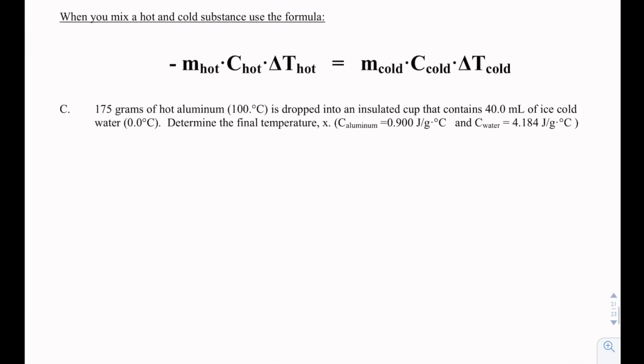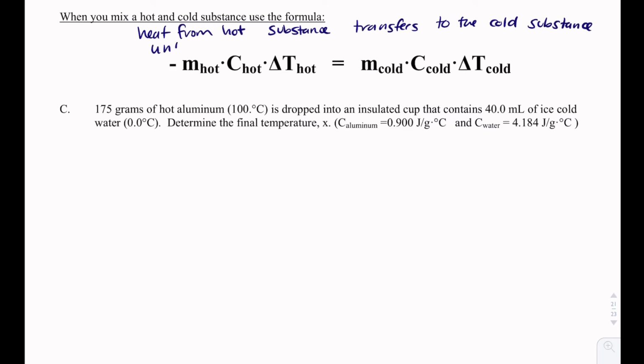Okay, now our very last, and this is probably the most difficult math of the entire semester. So we'll spend some time practicing in class, but you want to try to get this down right now. When we mix a hot substance with a cold substance, heat from the hot substance transfers to the cold substance until they reach thermal equilibrium.